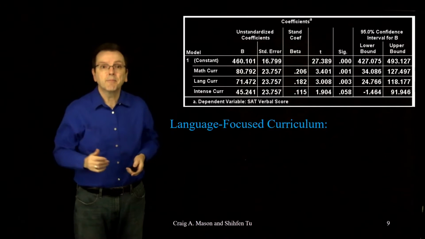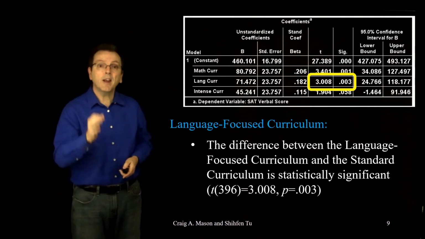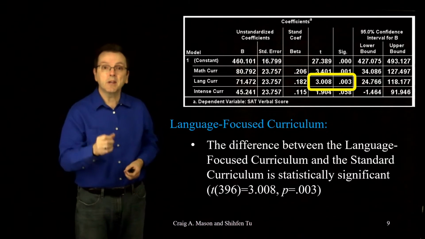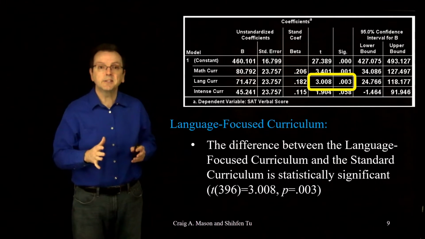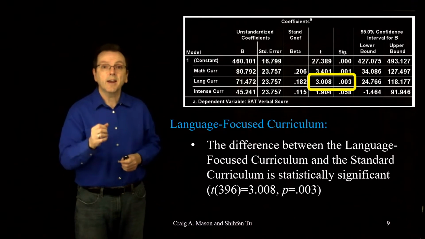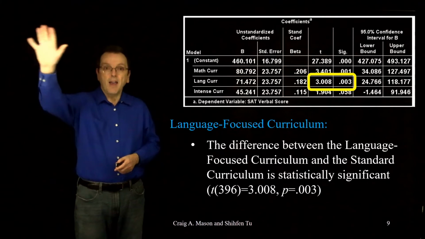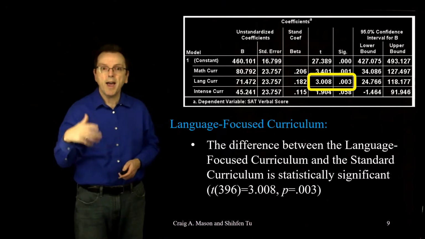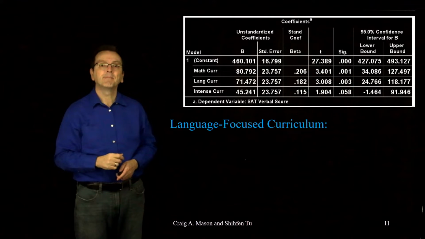So what do we see? Our t-test tells us that the mean for the language-focused curriculum is significantly different from the mean for the standard curriculum, with a t with 396 degrees of freedom equal to 3.008 and a p-value of 0.003. Out in the entire population, these two groups seem to have different means. They're not the same. All right?